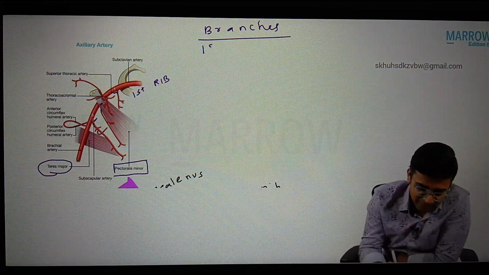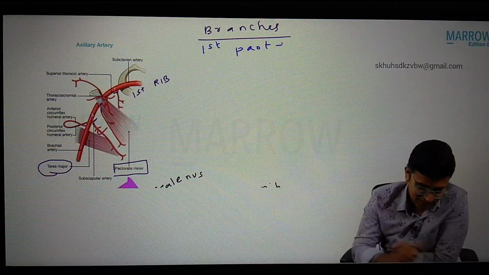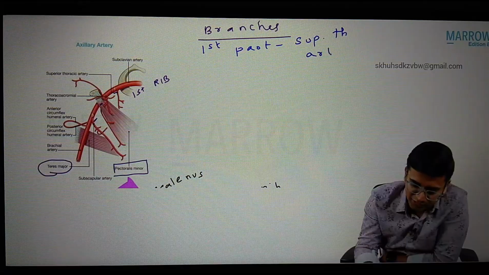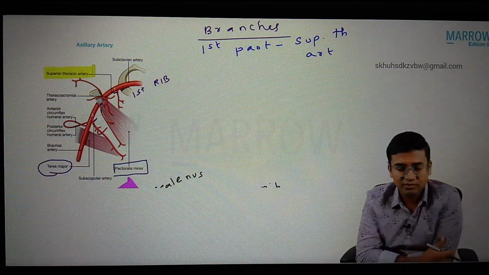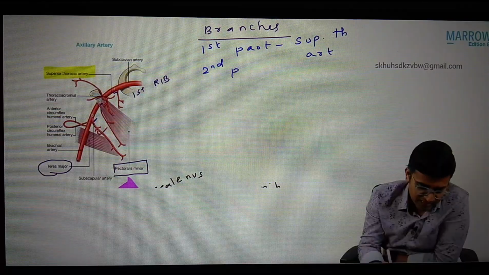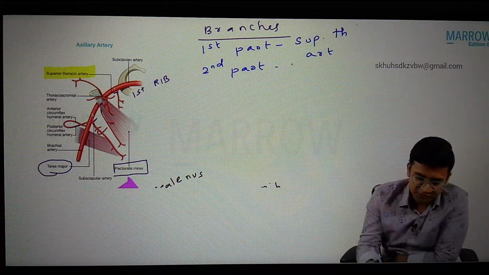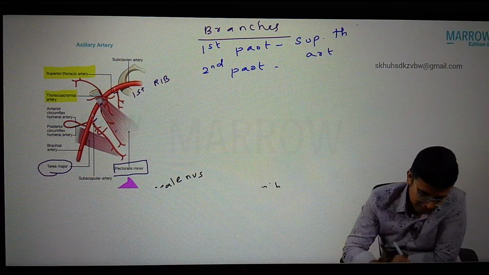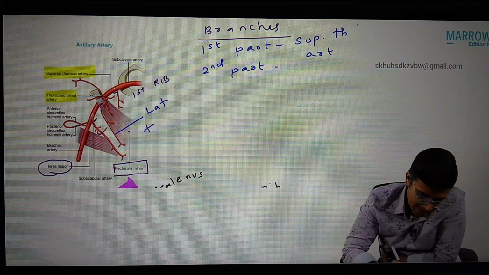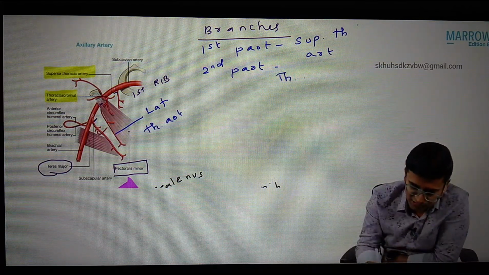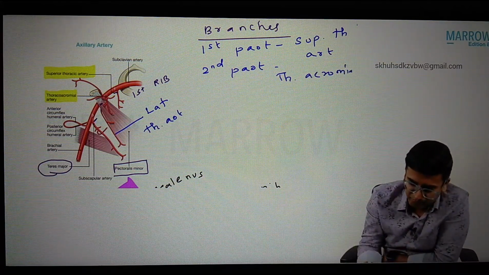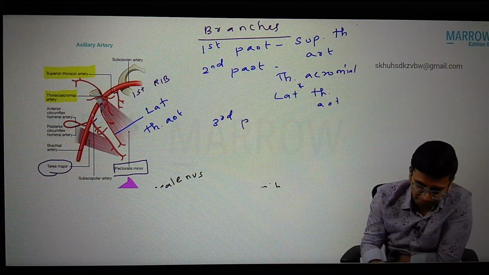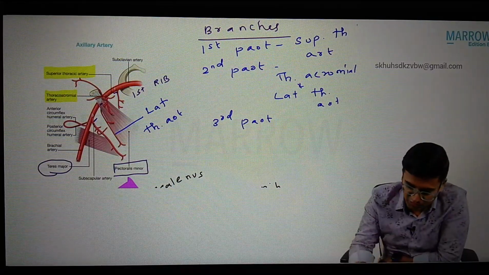Now branches from the first part. The first part gives only one branch, that is our superior thoracic artery. Superior thoracic artery, this one. Next, the second part. The second part gives two branches. This one is the thoracoacromial artery, and this one is the lateral thoracic artery. The second part gives the thoracoacromial artery and lateral thoracic artery. Now, the third part. The third part gives three branches. What are those?